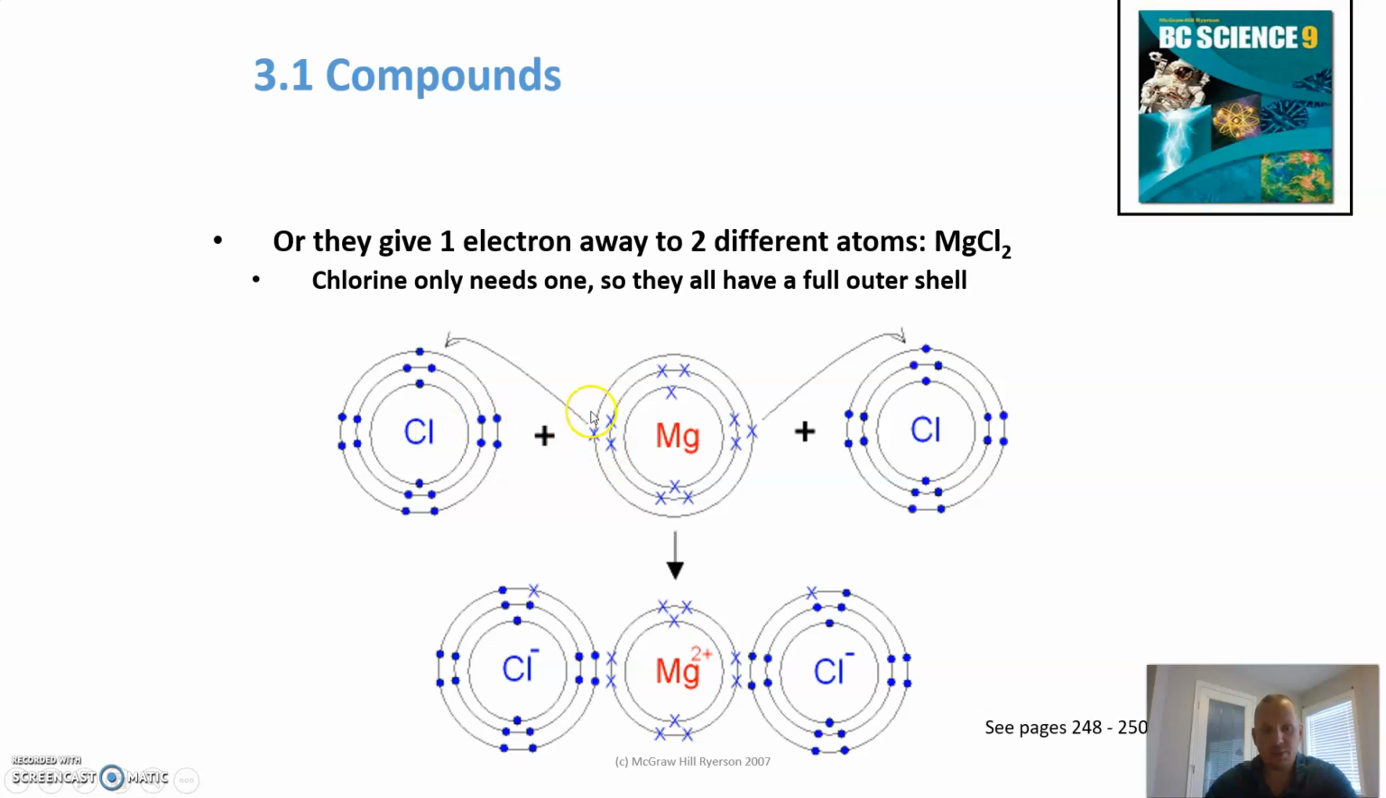This magnesium will give 1 valence electron to this chlorine. This chlorine will be a -1, see right there. And then this magnesium will give another valence electron to another chlorine. So this chlorine will be -1. And because this magnesium has given away 2 electrons, it has a charge of +2. And you'll see that with other combinations as well.